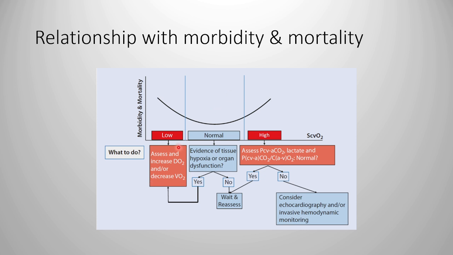So whenever it is a case of shock, impaired perfusion, if the ScvO2 is normal, look for evidence of tissue hypoxia, organ dysfunction. If it is there, you still try to further optimize DO2 and decrease VO2. If it is high, and shock is present with high ScvO2, then you look at some microcirculatory parameters. You can look at lactate, you can look at the central venous to arterial CO2 gap, and the venous-arterial CO2 divided by the arteriovenous oxygen difference. I'll discuss how that works in further sessions. And also look at echocardiography and invasive hemodynamic monitoring to give us a better idea.